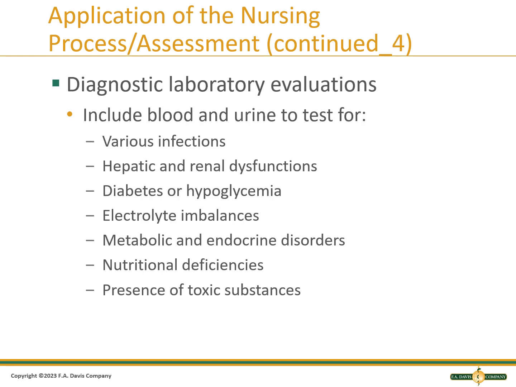So we want to do lab results. We want to look for blood and urine tests. We want to look for infections, liver and kidney problems, diabetes or hypoglycemia, any imbalance in the electrolytes, any metabolic or endocrine disorders, presence of toxic substances, and looking for nutritional deficiencies, the vitamins and such.